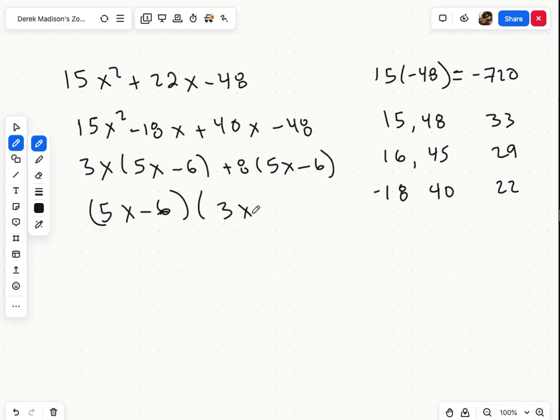3x plus 8 isn't that bad, again, if you're just a little strategic about how you approach finding those two numbers. If I had done this by the magic method, that would look like 15x, and my numbers were minus 18, and then here's that extra 15, and that will be plus 40.